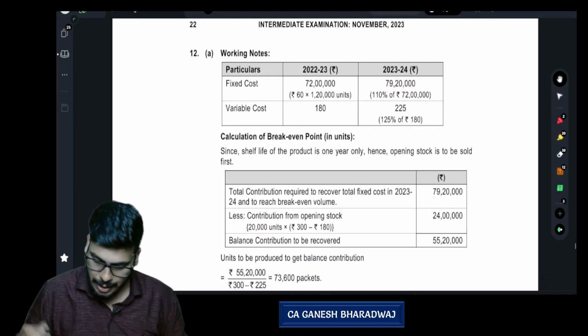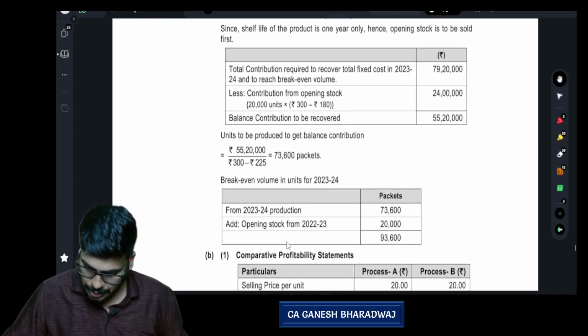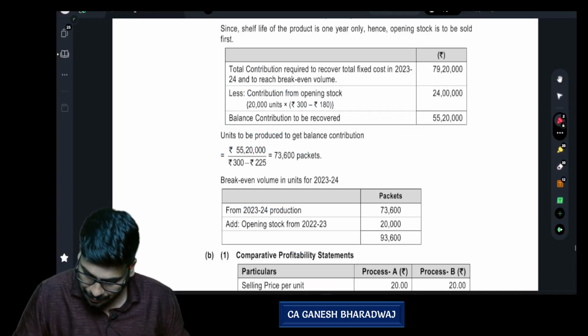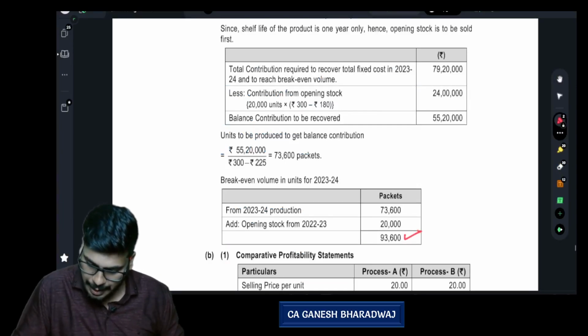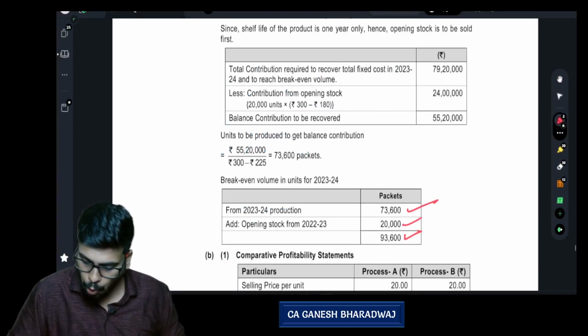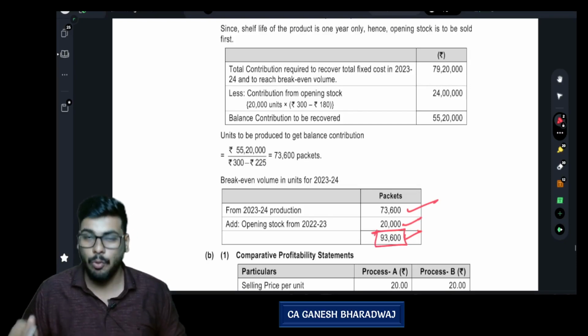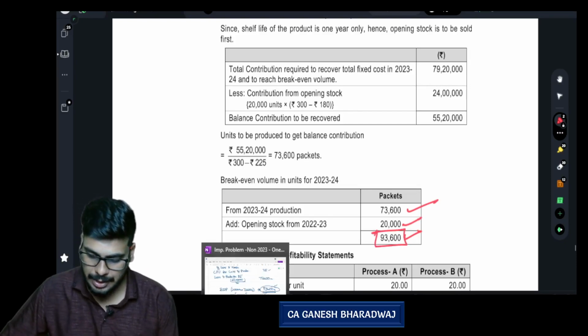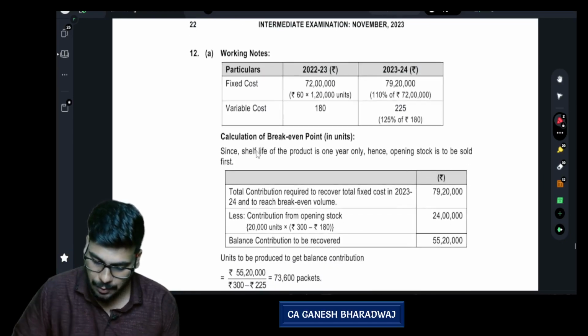You just look at it. This is what they have given here. Look at this. So 93,600. They have very clearly given from the current year production 73,600, from the opening stock 20,000. So overall the break-even point is 93,600. See how they have arrived at this working notes.